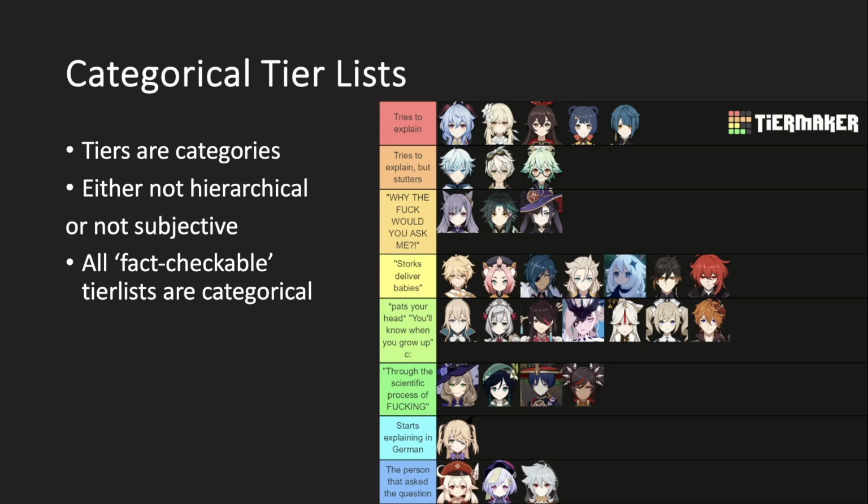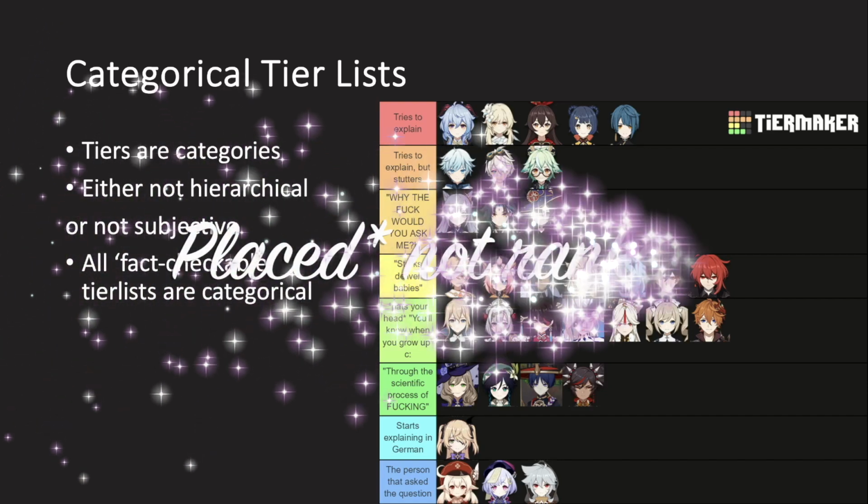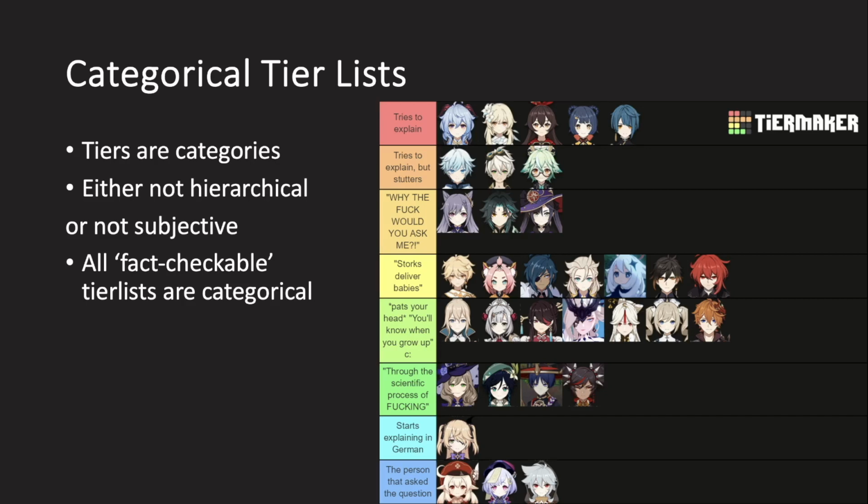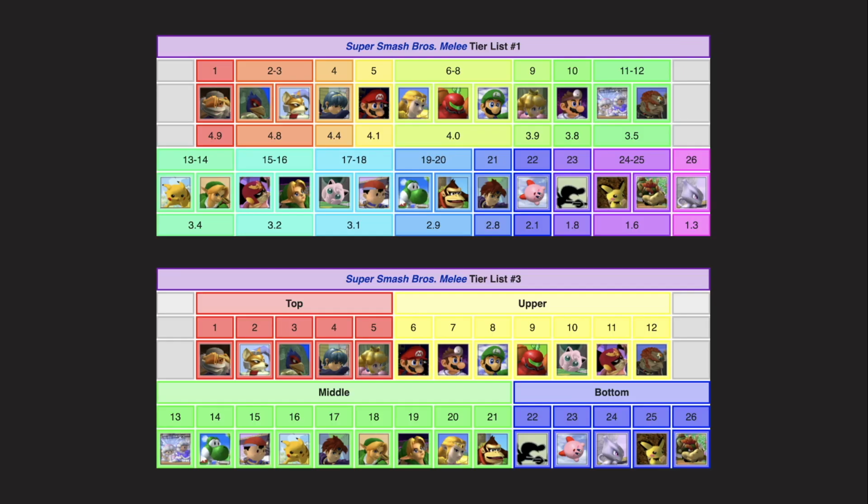And as you can see in the lovely example to the right, the tiers are categories in themselves in which items are ranked. And these types of tier lists are either not hierarchical, as you can see in the example, or they are not subjective, as in they are fact checkable. Now, an example of this could be the original Smash Bros. Melee tier list. They are not ranked relative to each other, but they are ranked according to a score. You can see under Sheik 4.9.